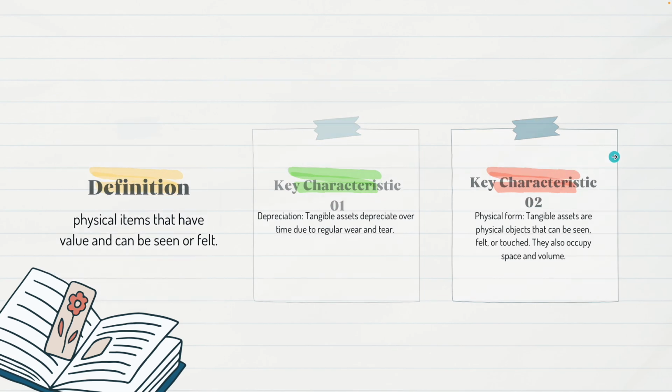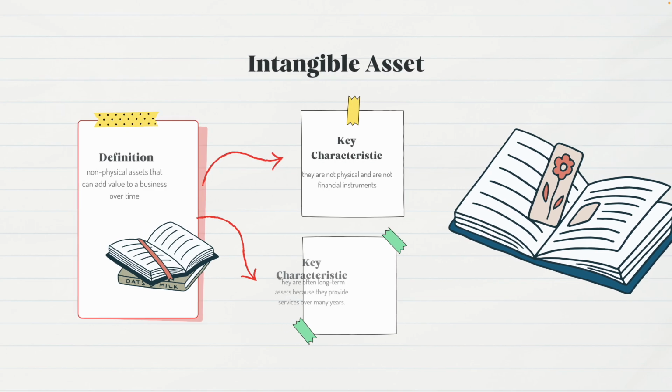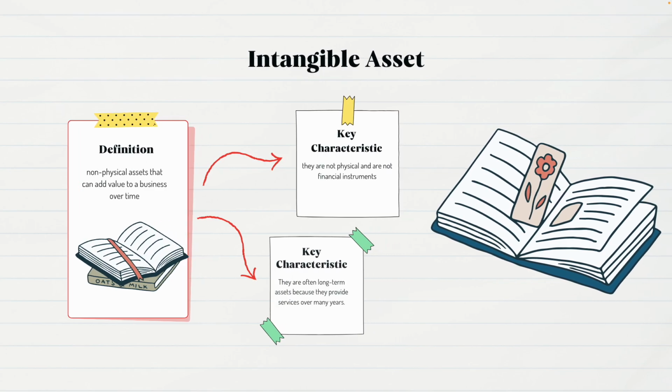Let's go. Last thing we're learning today. Intangible assets are non-physical assets that can add value to a business over time. Before we move on to our key characteristics, just note that I have put these in the simplest way possible. Now let's move on. Key characteristics. They are not physical and are not financial instruments, which means they're usually intellectual assets, say copyrights, patents, like that. Key characteristic. They're often long-term assets because they provide services over many years.